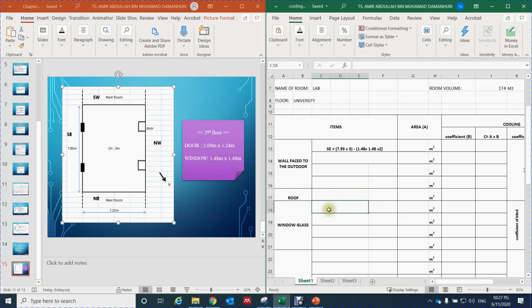Now let's go to the window glass. The window glass is the same as the previous one. It is facing the outdoor, in the southeast area.